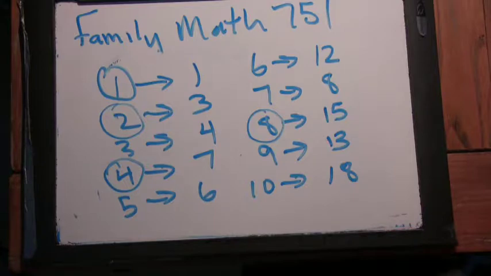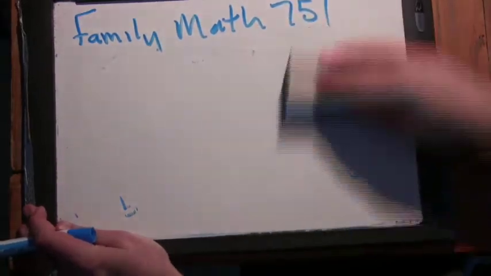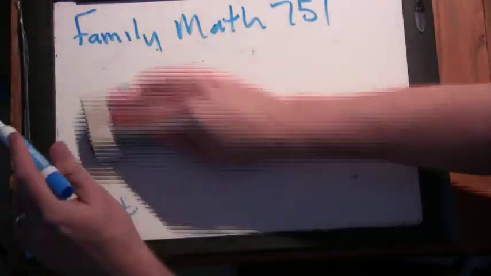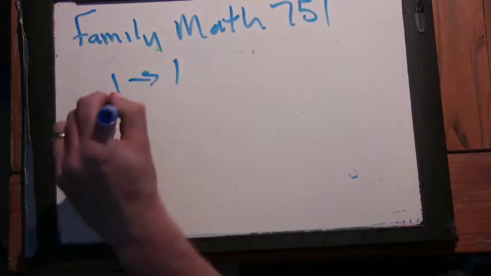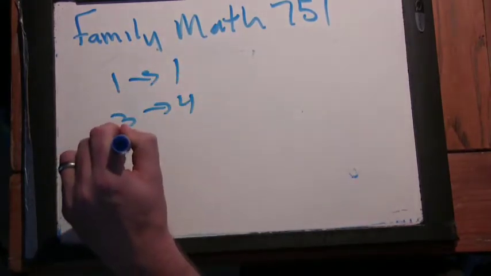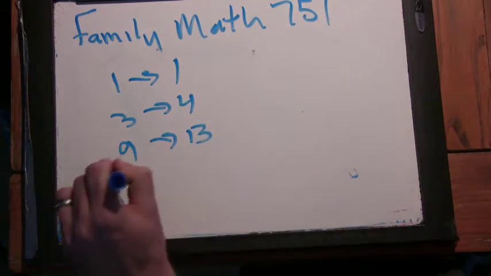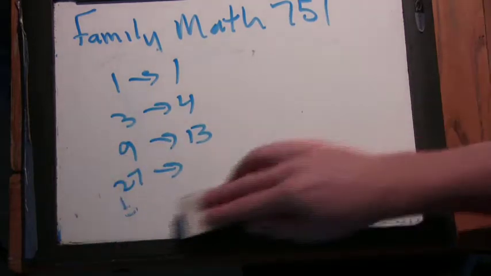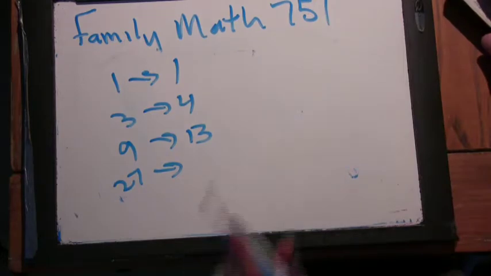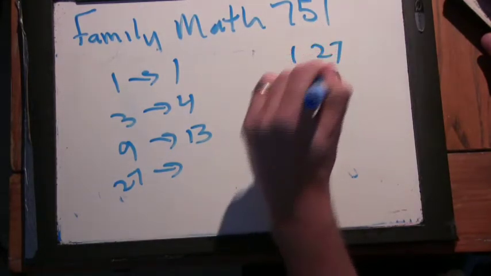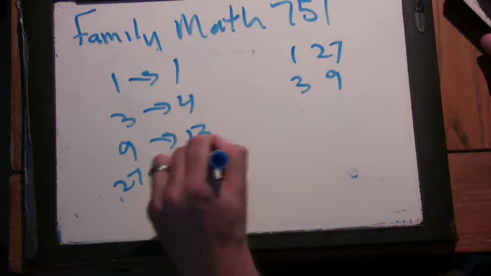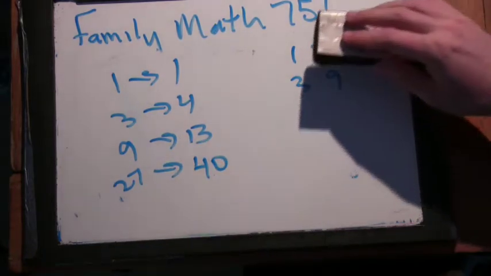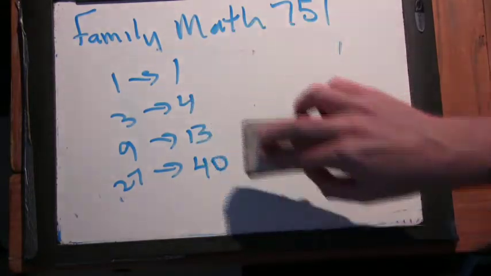Okay, that's interesting. Can we say anything about the powers of 3? Oh, 3 and 9. 4 and 13. So 1 is a power of 3. 1 went to 1, 3 went to 4, 9 went to 13. What does 27 go to? So it's 1 and 27, and then 3 and 9. So 28 plus 12. It looks like it goes to 40. Okay. So 1, 4, 13, 40.